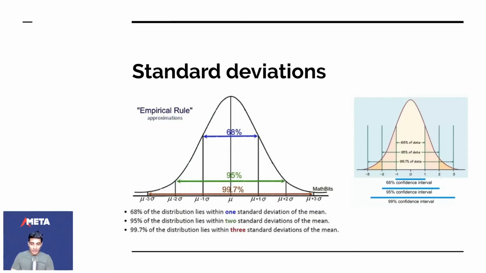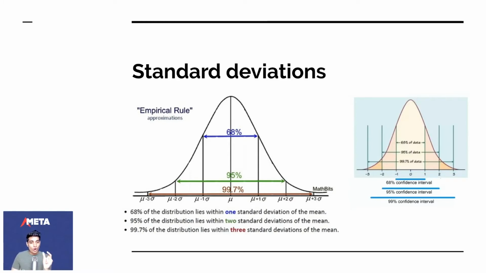So one thing you need to know is that 68% of the distribution, and we've talked about this before, 68% of data lies within 1 standard deviation of the mean. And as you know, the mean is in the center. 95% of the distribution lies within 2 standard deviations of the mean. 99.7% of the distribution lies within 3 standard deviations of the mean, right?